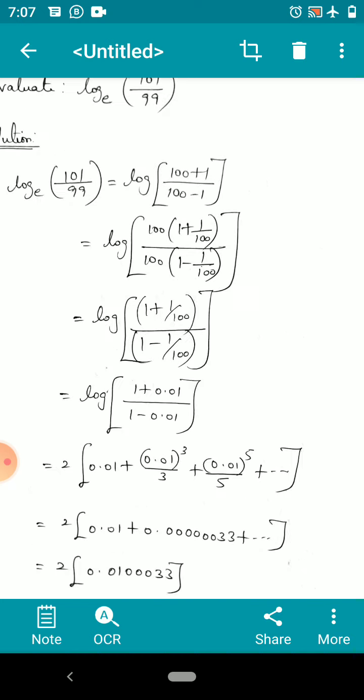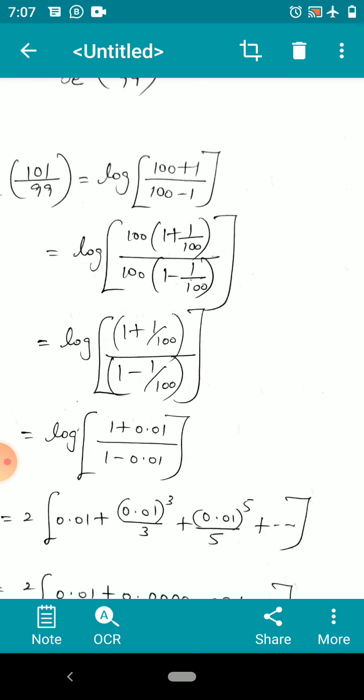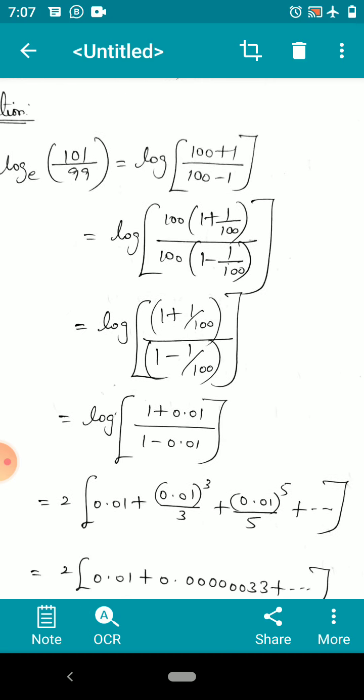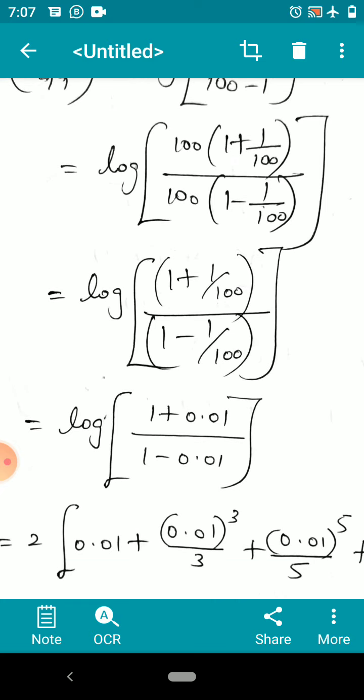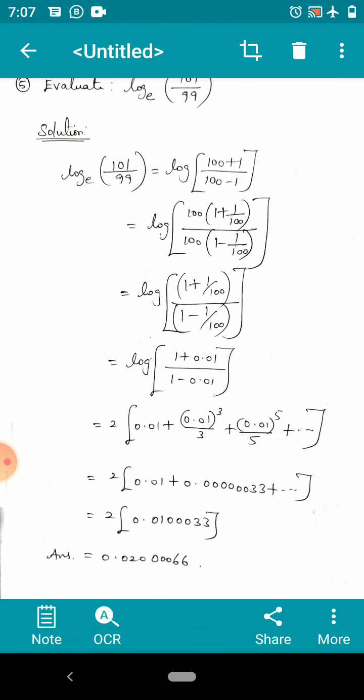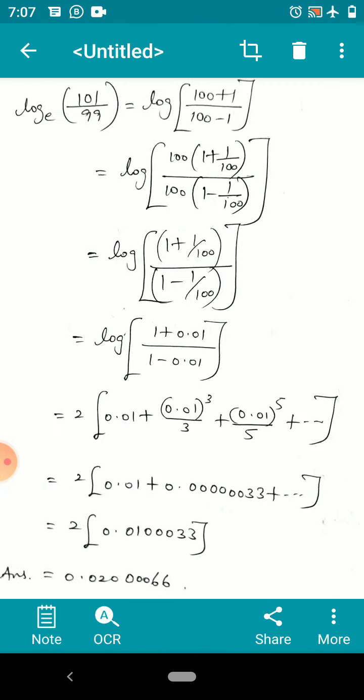So take the 100 as common. So what will happen? 1 plus 1 by 100 over 1 minus 1 by 100. Cancel the 100. Then 1 by 100 is 0.01, and this also minus 0.01. Now it is in the format of 1 plus x and 1 minus x. Okay, so substitute the values.